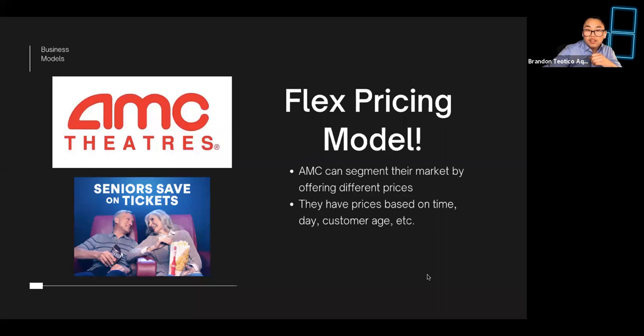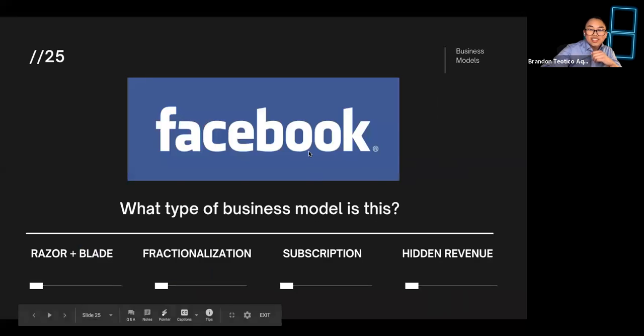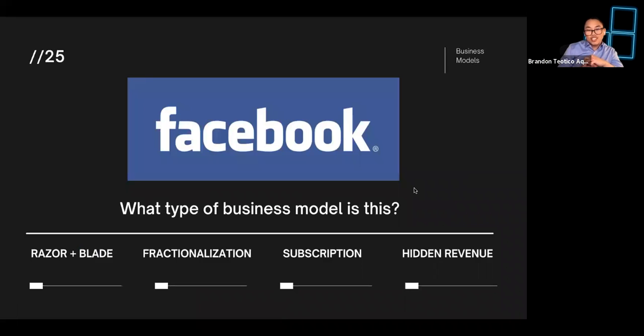Yeah. So next one, Facebook. So what type of business model is this? Is this razor and blade, fractionalization, subscription, or hidden revenue? All right, yeah, you guys got this one quick. This one was pretty easy.